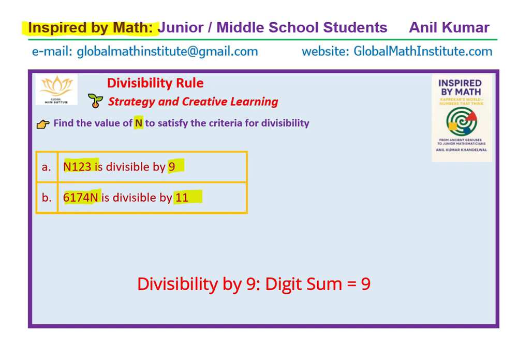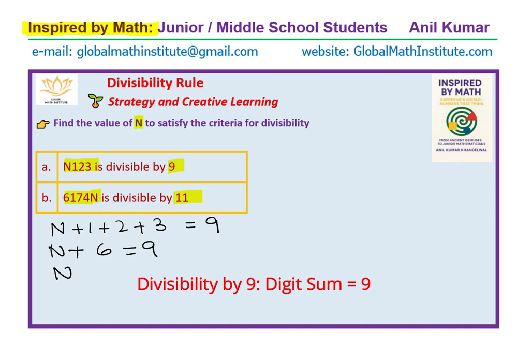So, let's do part A first. We are trying to figure out that n plus 1 plus 2 plus 3 should be equal to 9. Only then this number will be divisible by 9. That gives us n plus 1 plus 2 is 3, 3 plus 3 is 6, equals 9. So we get the value of n. The value 3 can satisfy this.